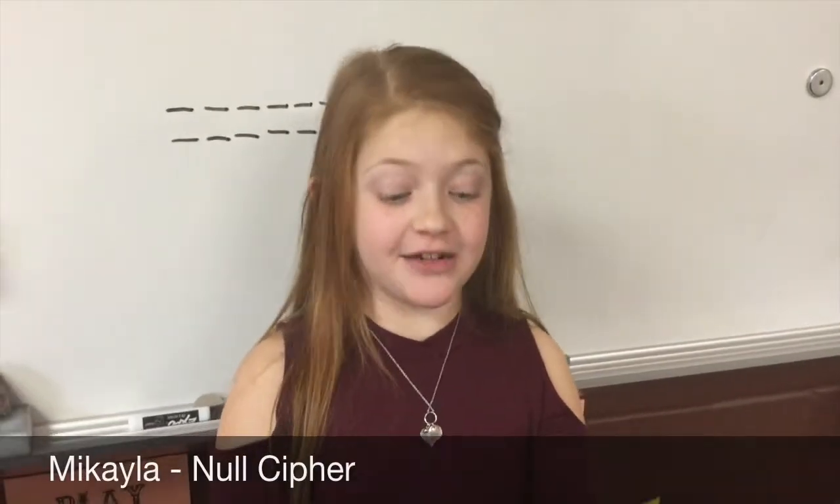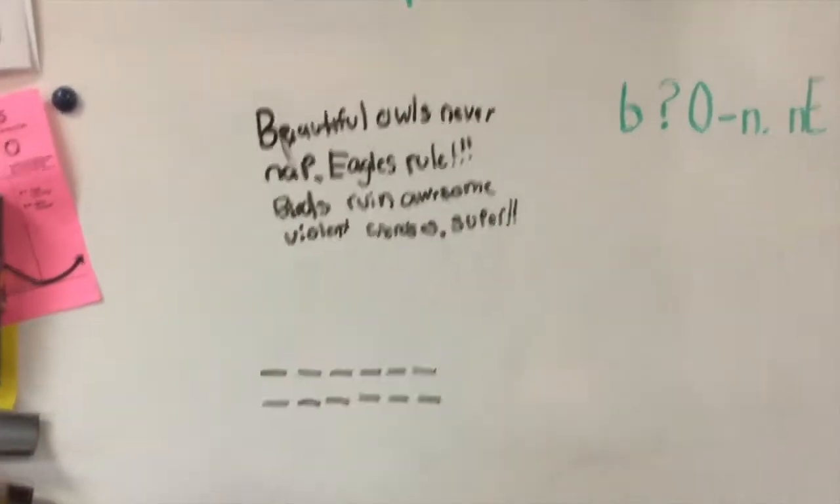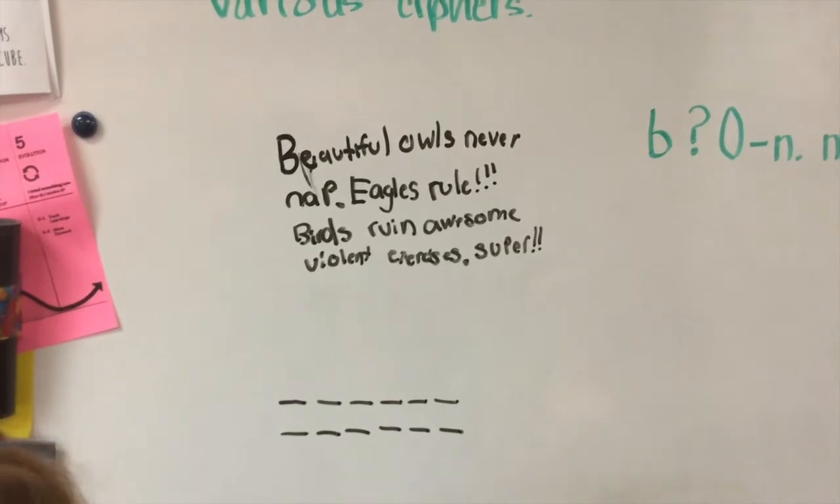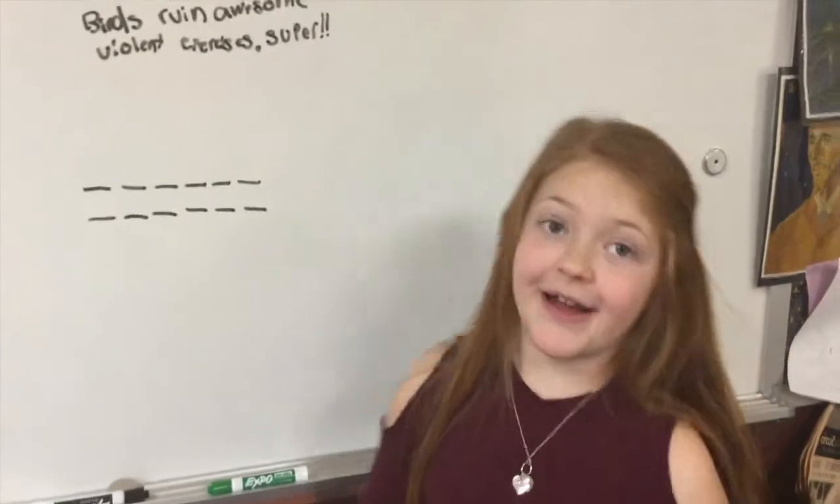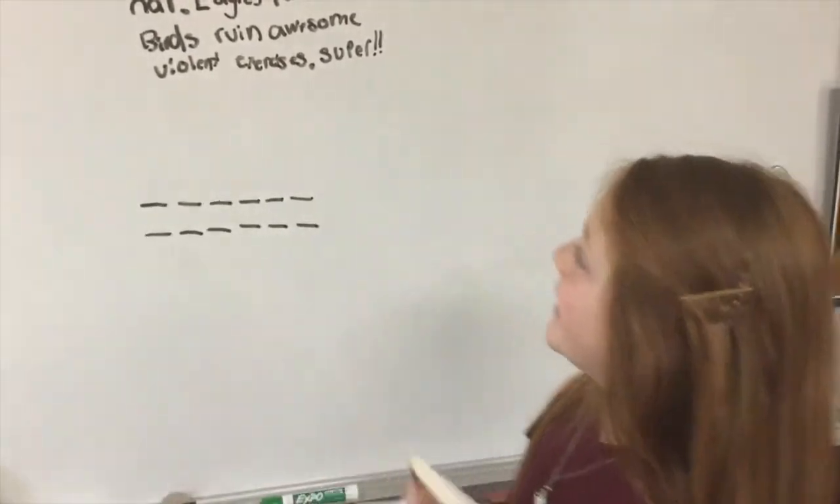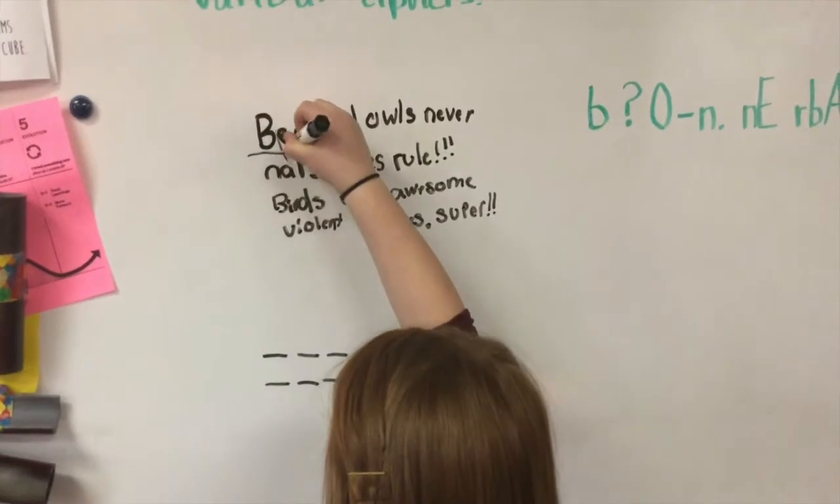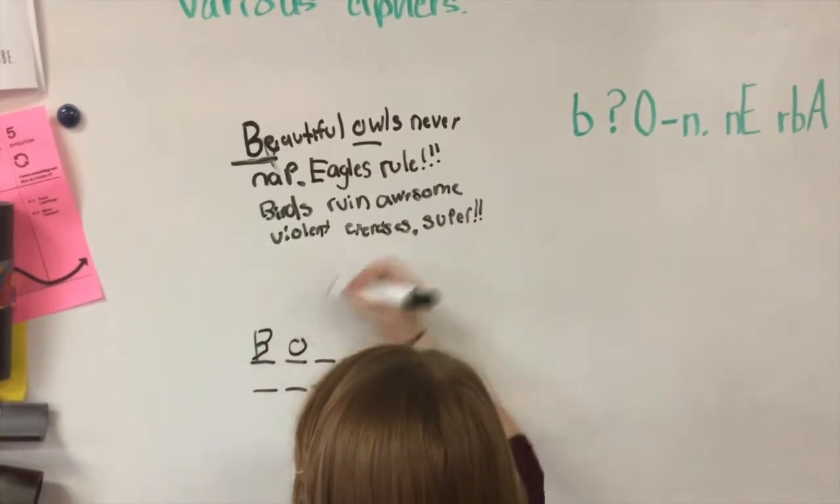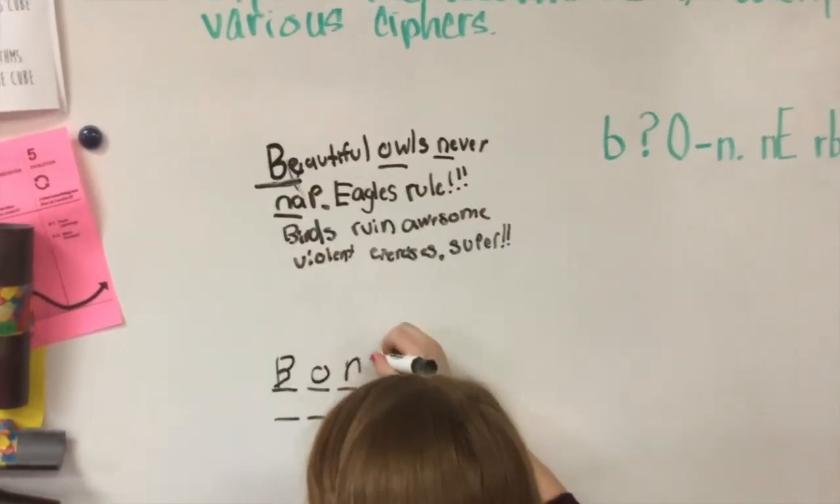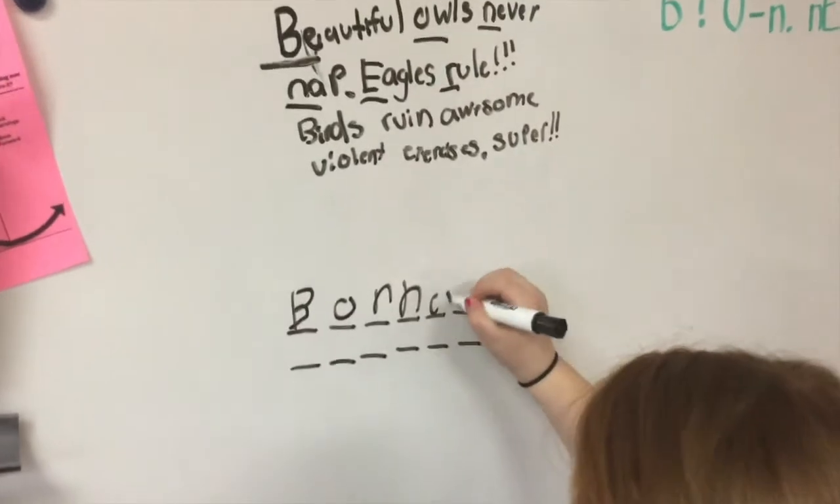Ready to decode the null cipher? The null cipher is the easiest way to hide a message. You can hide a message within a sentence or a group of words. You just have to know which letter in each word would be the secret. It would be the secret code. For example, beautiful owls never nap. Eagles rule. Birds ruin awesome violent exercises. I bet you guys are looking at that like I'm insane. But then if you really find out, in this case, that's just the beginning letter of each word. B, O, N, N, E, R, Bonner.